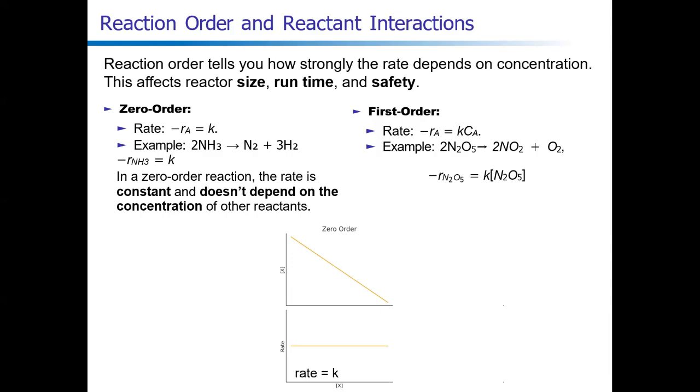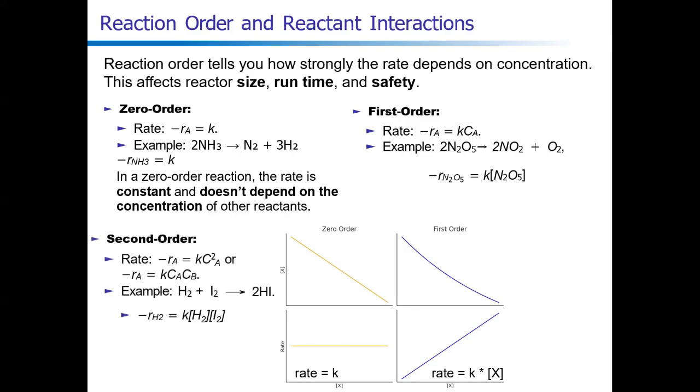A good example of this is the decomposition of dinitrogen pentoxide. Here, dinitrogen pentoxide is converted into nitrogen dioxide and oxygen. So we get the negative R of dinitrogen pentoxide is equal to the rate constant multiplied by the concentration of dinitrogen pentoxide. The concentration, therefore, decreases exponentially over time, as you can see here, with the curve getting shallower. The rate increases linearly with concentration, as shown in the bottom plot.